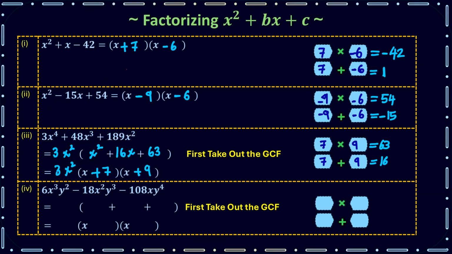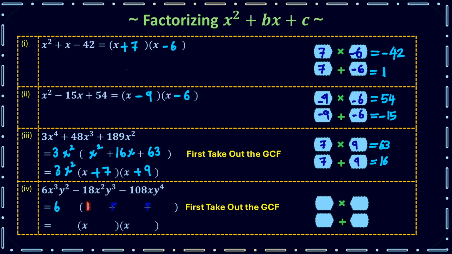I have to make a minor correction. These should be minuses instead of pluses. All right, so let's see, we have the coefficients of 6, negative 18, negative 108. They're all divisible by 6, so we're going to be taking a 6 out. Now let's see what goes inside the parentheses when you take 6 out.